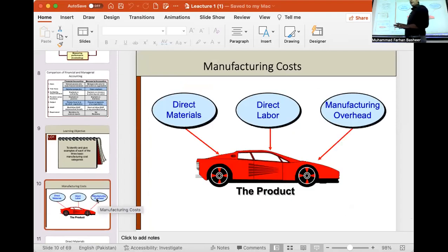So till now you are clear about the different concepts of financial accounting and managerial accounting. The next concept which we are going to study is manufacturing cost. I will take a 5 minutes break, and after that we will start with manufacturing cost, inshallah.